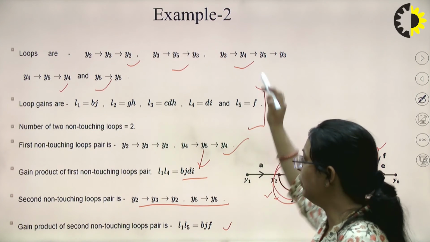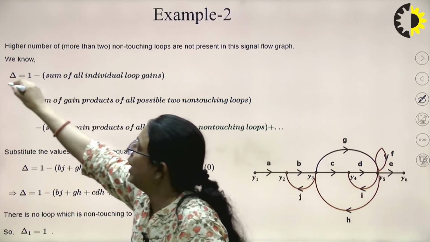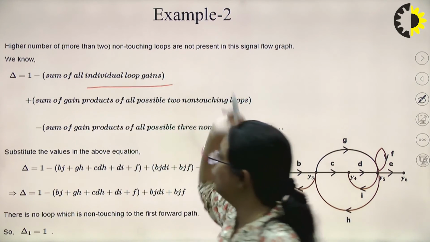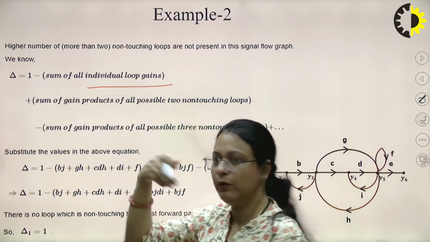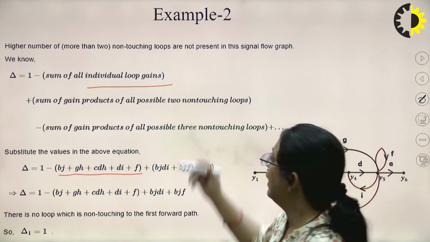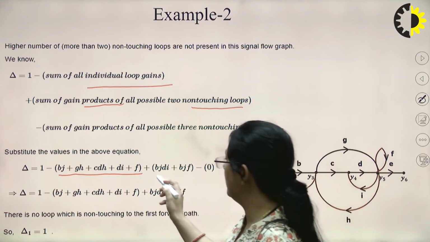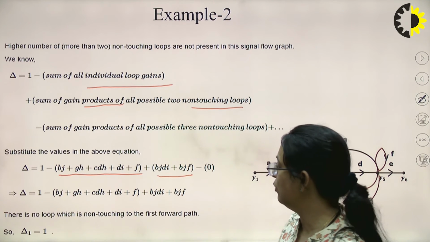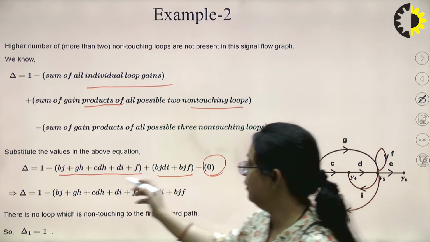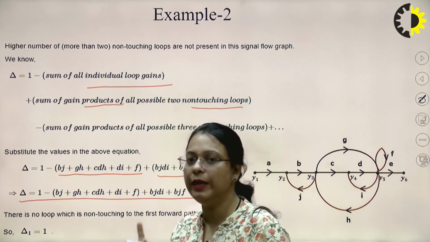So now let's put all these values into the Mason gain formula. For that we first have to find the value of delta. That is 1 minus the sum of all individual loop gains. I have already calculated the individual loop gains on the previous slide. This is the individual loop gains, and then plus the sum of the gain products of two non-touching loops, right? Since there is no three non-touching loop, we'll put minus 0 here, and we get the total value of delta.